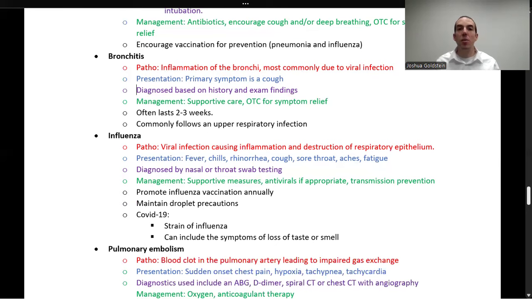For patients that do have pneumonia, we encourage them to cough to help get rid of that junk out of the lungs. We encourage them to do deep breathing, and we also encourage them to take over-the-counter medication for symptom relief, whether that's pain or coughing or whatever it is. We also obviously encourage vaccination for the prevention of pneumonia. Plus, I do want to point out, we encourage vaccination for the flu for prevention of pneumonia because the flu is one of the most common causes of a patient developing pneumonia.